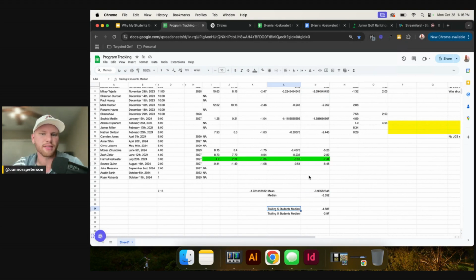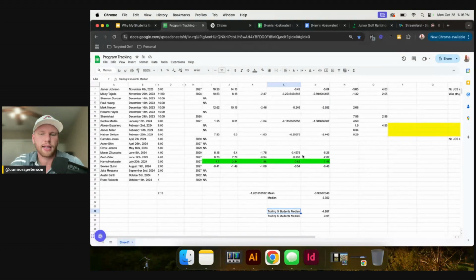One of my most recent 5 students, what are they? At least that I have numbers on, and I'll get to these NAs in a second. Most recent students, the trailing median is almost 5 shots per year. Normally I say the average student I work with improves by 3.15 shots per year. To be fair, that was maybe a month ago. It's gotten better since then.